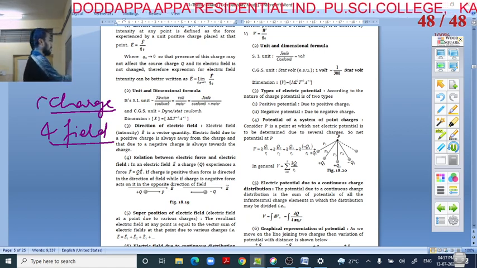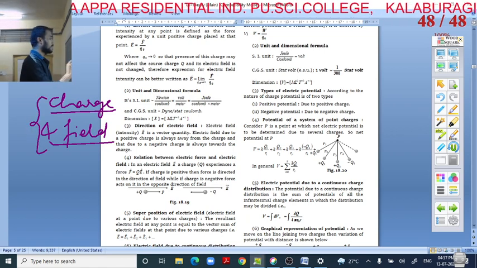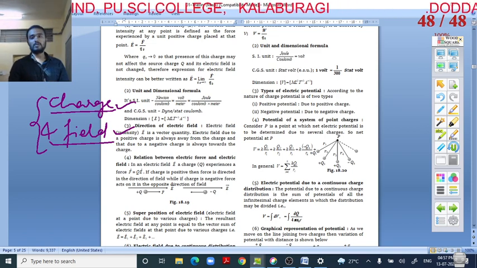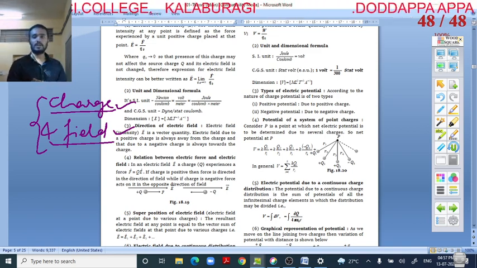Based on these two concepts, I am going to discuss some questions in the next class.